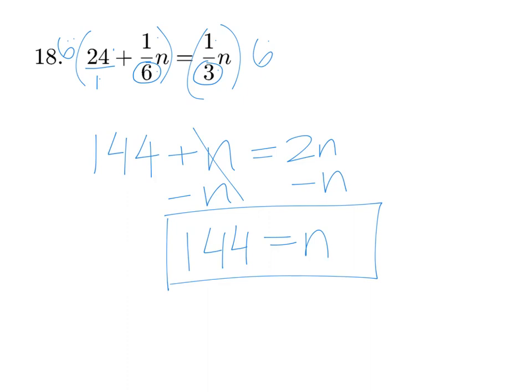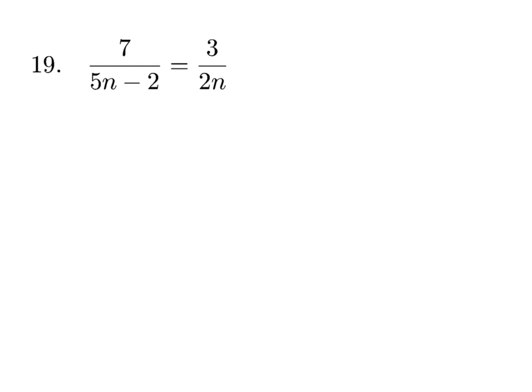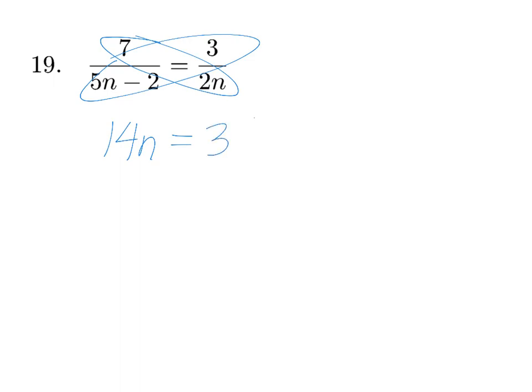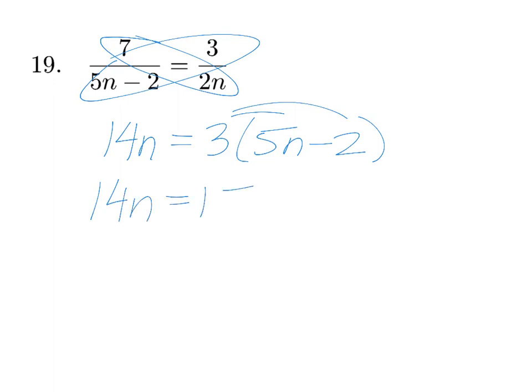Okay. Going on to the next problem. Here I have a fraction on both sides of the equation. And when you have one fraction on each side, to get rid of the fractions, you simply cross multiply. So 14n is equal to 3 times 5n minus 2. So 14n is equal to 15n minus 6.